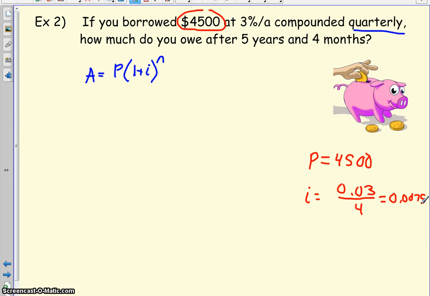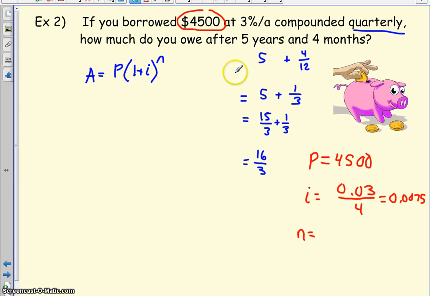Okay, and last but not least, we need to figure out what n is going to be. So whatever n is in terms of years, you have to multiply it by 4 because it's compounded quarterly. But first, we figure out how many years we have. So we have 5 years and 4 months. We have 5 years here, and 4 months, which is 4 over 12, or 1 over 3. So if we work that out, we have 5 plus 1 over 3. We know 5 is 15 over 3, for finding a common denominator. Okay, so we have 16 over 3 years.